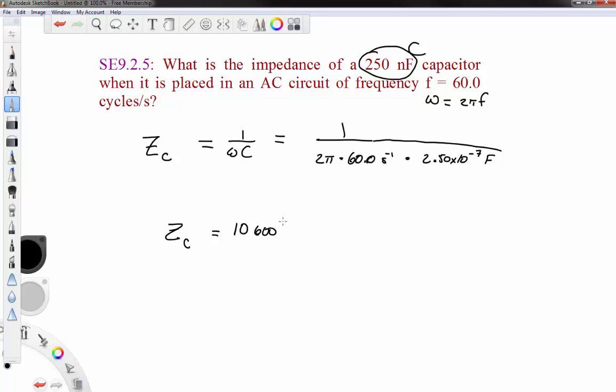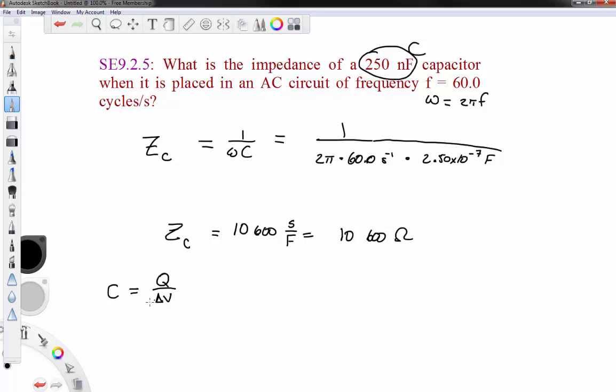And the units you can see are basically per farad per second, or seconds per farad. And a second per farad is actually equivalent to an ohm, so 10,600 ohms. Ohms would be the correct unit of impedance regardless of what you use for impedance, but you can check this by recalling that this unit, farads, is the unit that goes with a capacitance, and the capacitance is the charge stored per unit voltage.